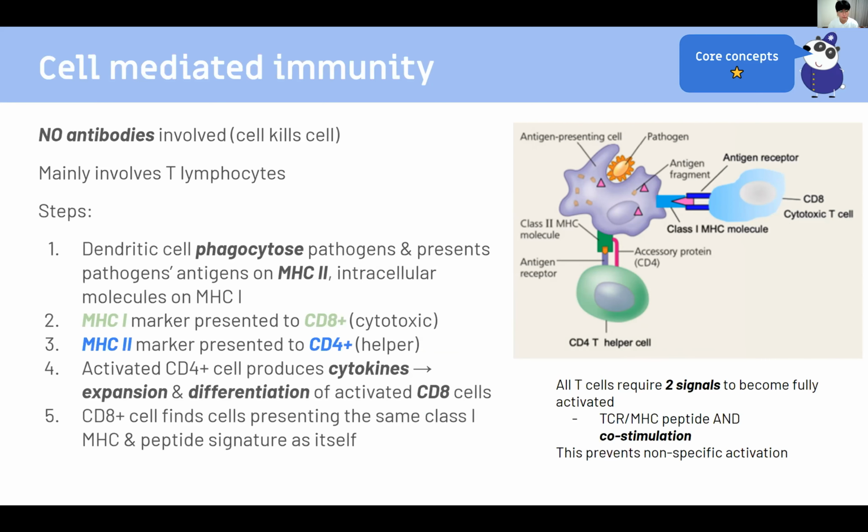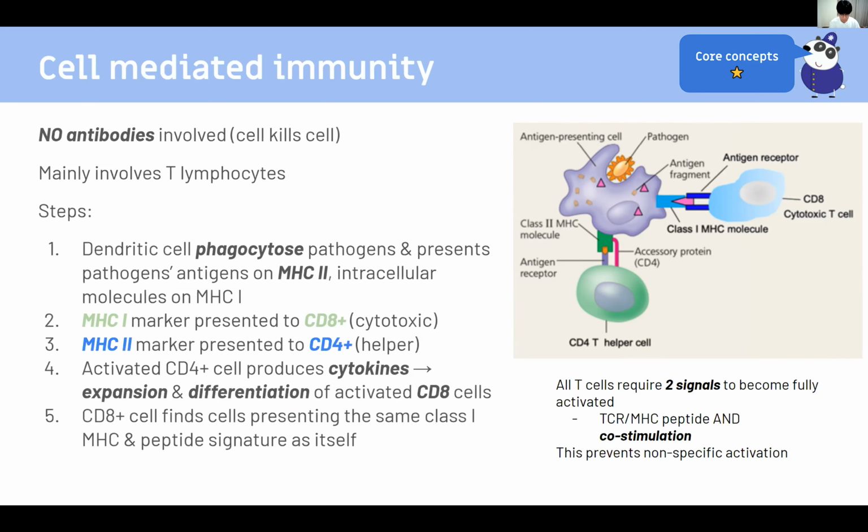And it mainly involves the T lymphocytes or T cells. Basically, what happens is that dendritic cells phagocytose pathogens and present the antigens on MHC class 2, as we talked about, and intracellular molecules on MHC 1. So they present antigens on both MHC 1 and 2. MHC 1 markers are presented to CD8 plus or cytotoxic cells, whereas MHC 2 markers are presented to CD4 plus or helper cells.